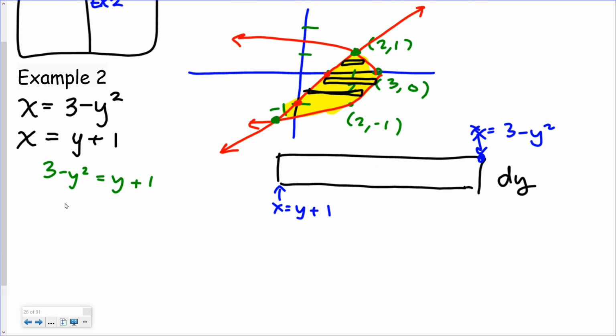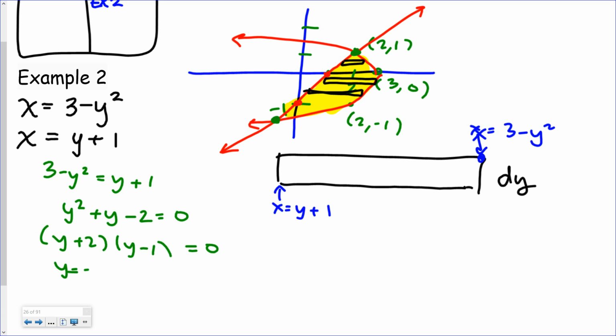If I move everything to the right side, I'll get y squared plus y minus 2 is equal to 0. Solve for your y. So this will be y plus 2, y minus 1 is equal to 0. I'll get y equals -2 and y equals 1. Now this is my y value. When y is -2, what's my x value and how do I find it? It's -1. You guys good with that? If I plug in -2, I'll get -1.